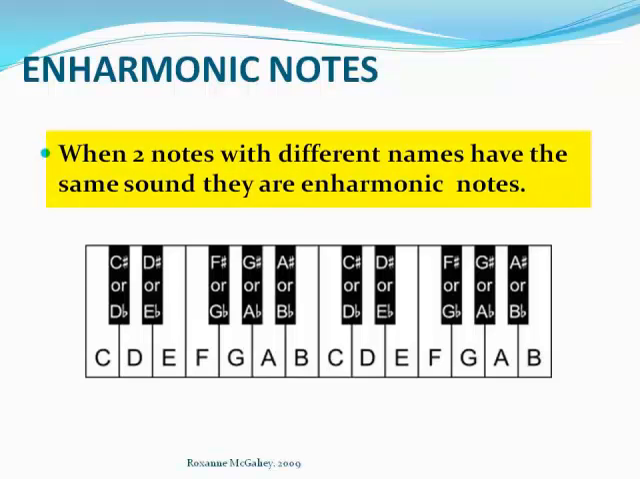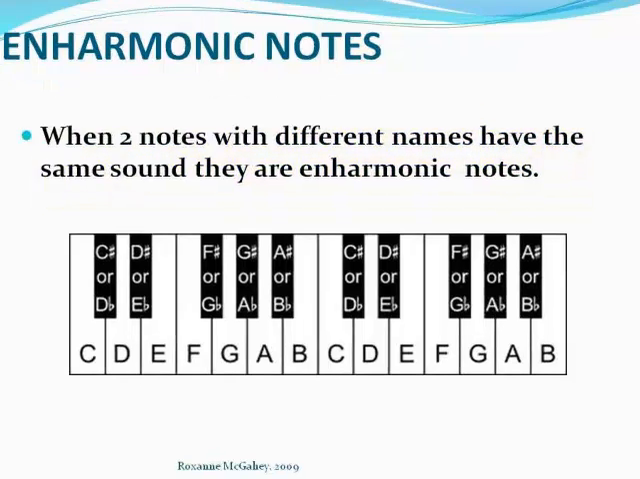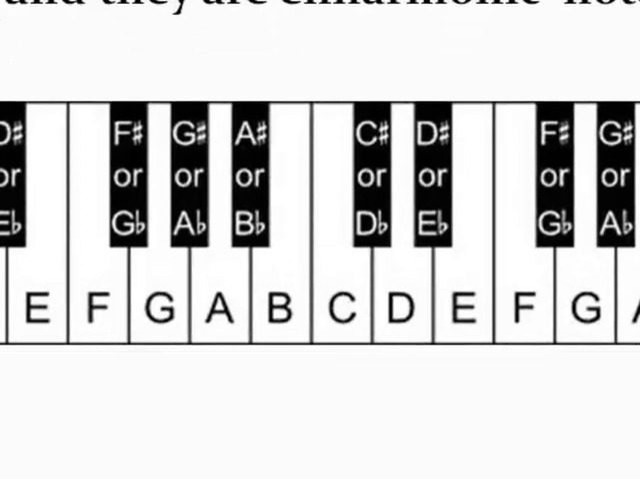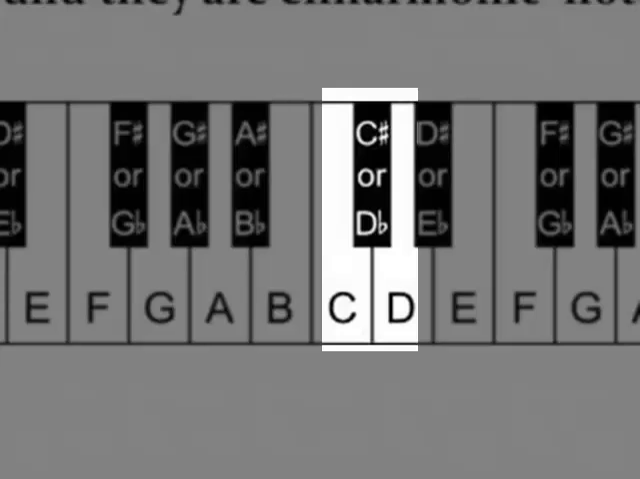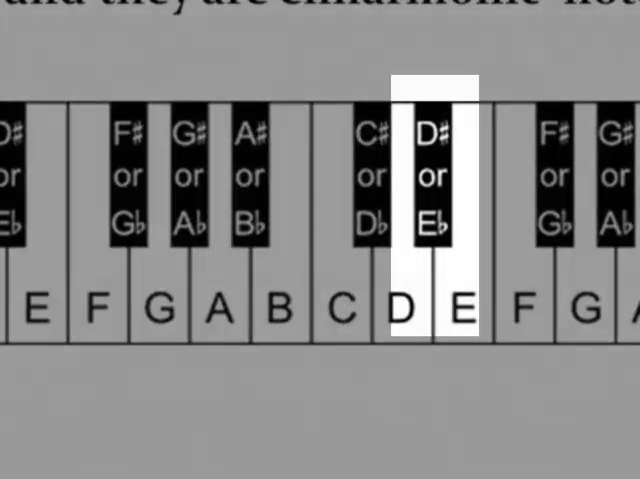Remember that black keys don't have names of their own. They have to borrow their names from the white keys. That means most black keys have two names. They can be either a sharp or a flat. When you look at this slide, we can see that C sharp and D flat are enharmonic notes. They sound the same but have a different letter name. D sharp and E flat are enharmonic notes. So is F sharp and G flat.